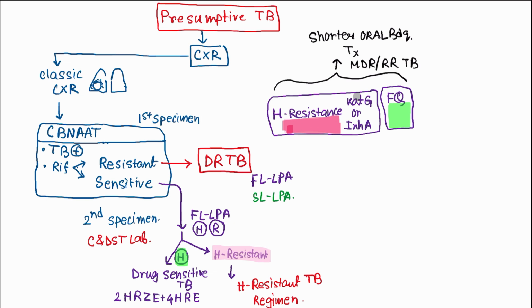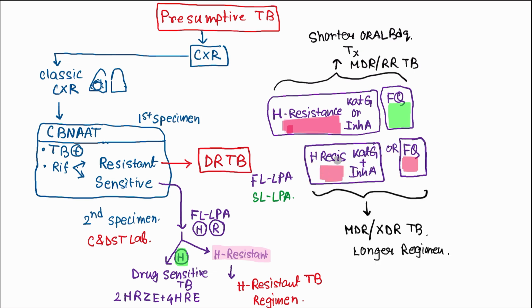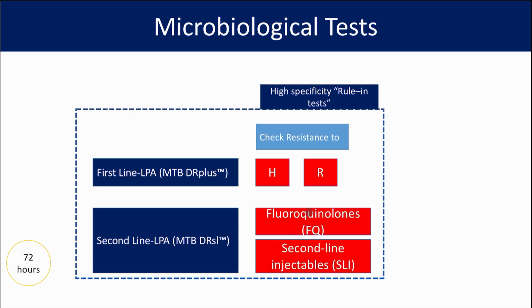So in this case scenario, you have to give shorter oral bedaquiline based treatment. So this is actually your multi-drug TB or the rifampicin resistant TB case. So here we have to give shorter oral bedaquiline based treatment. Okay, suppose the H resistance is present both in katG as well as inhA, or additional fluoroquinolone resistance is also present, we have to give the longer regimen. Remember, longer regimen. So this is your MDR, XDR TB, that is pre-XDR to XDR, pre-extensively drug resistant to extensively drug resistant.